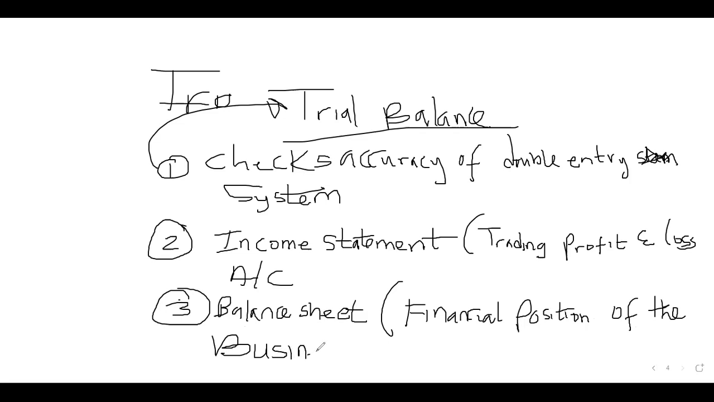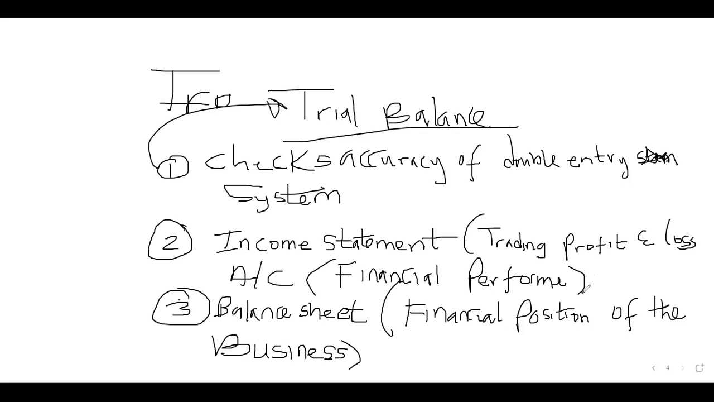So please take note of these parameters that we're looking at right about now. We are getting down to the three. The trial balance checks the accuracy of the double entry system. The income statement also looks at the financial performance of the business, in terms of how much profit the company has made and the expenses incurred during the accounting period. This is the income statement.